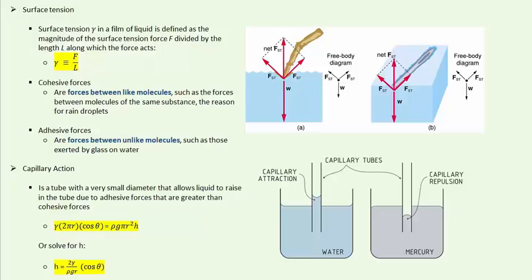We define surface tension as the magnitude of the surface tension force divided by the length along which the force acts. And we symbolize surface tension with the Greek letter gamma.